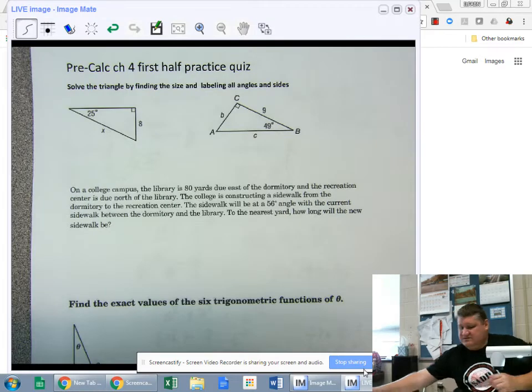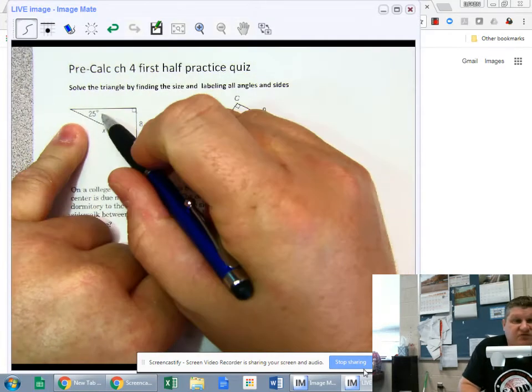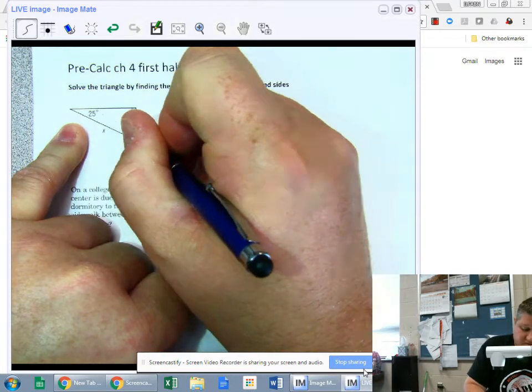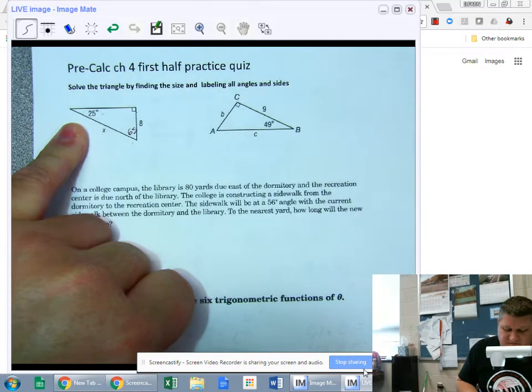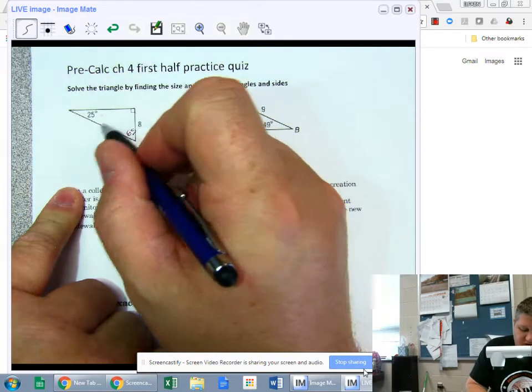All right, ladies and gentlemen, let's go through this quiz right here. Now, if I have 90 and 25, how do I find the remaining angle? Add them up and subtract from 180. The answer is 65. Now, let's find x right here.